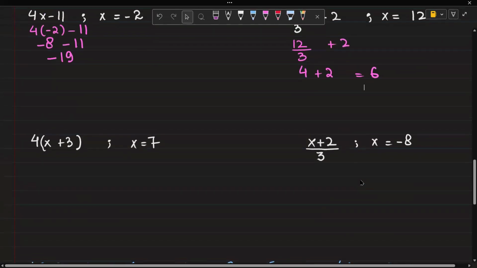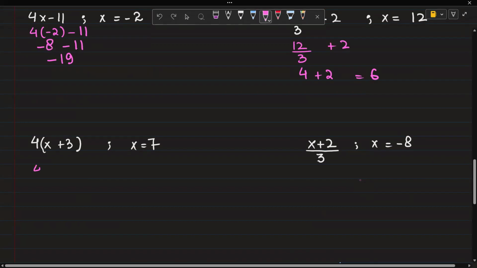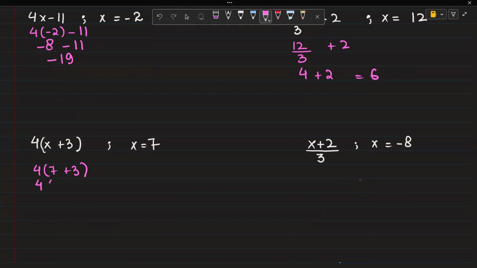Next question. We have x as 7 here. So we'll do 4 times (x plus 3). First, we solve the part inside the bracket. 7 plus 3 is 10. 4 times 10 is 40. Now, instead of x, you write negative 8, plus 2, over 3. Negative 8 plus 2 gives you negative 6 over 3. Your final answer is negative 2.